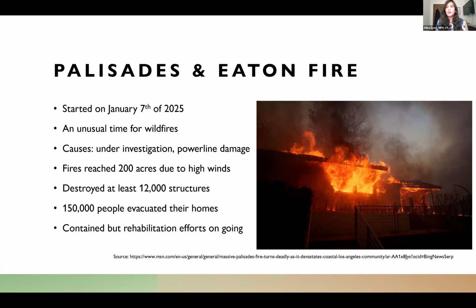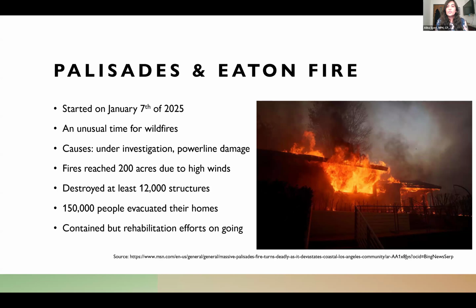The cause of the Palisades fire is still under investigation, but for the Eaton fires, power line damage is reported to be a possible cause. The Palisades fire started at 10:30 a.m. in the morning, and with the wind speed being as high as 40 miles per hour, the fires reached 200 acres just within 2 hours. And Eaton fires have been reported to start shortly after the Palisades fires.